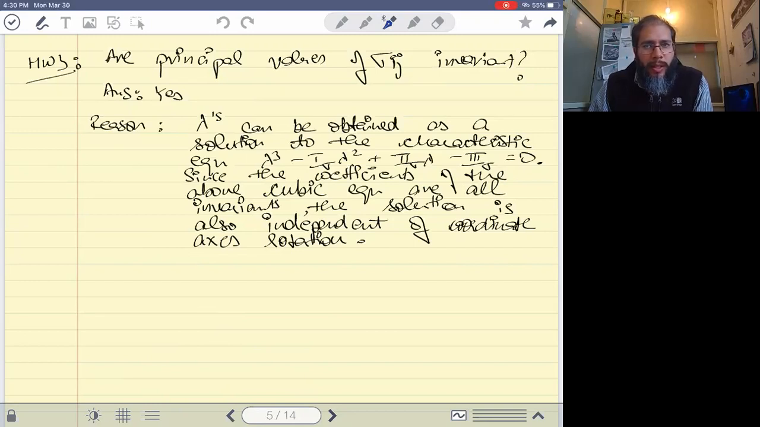Now the other reason, which is more mathematical, more analytical, is that you can write the characteristic equation, and what you see from this equation is that all the coefficients here, that is your first invariant, second invariant, and third invariant, are all invariants. That is, they do not depend on the direction. So if all the coefficients of a cubic equation are invariant, then the roots also have to be invariant. Okay, so they will not depend on any particular direction.